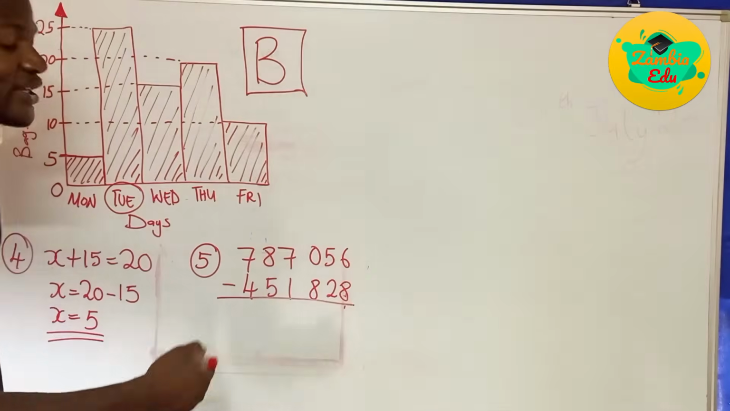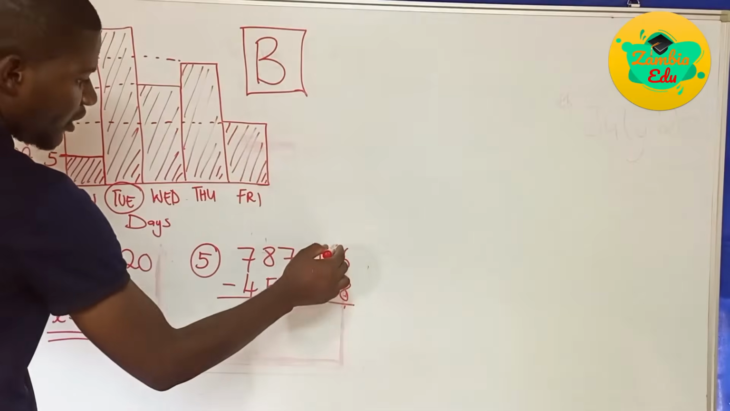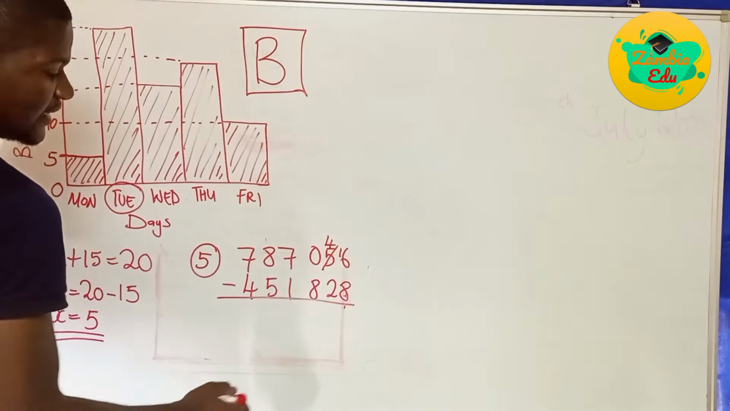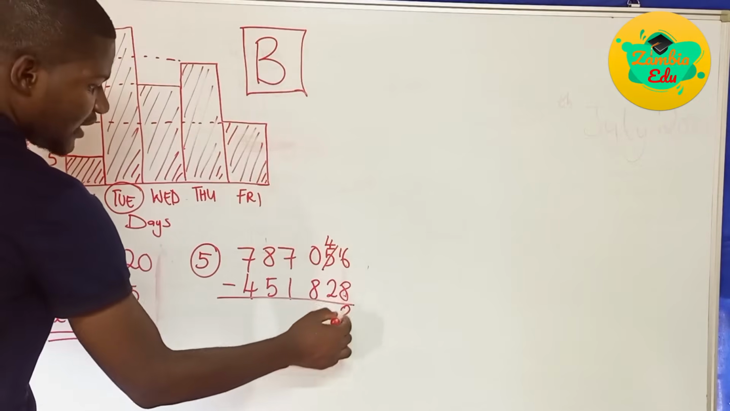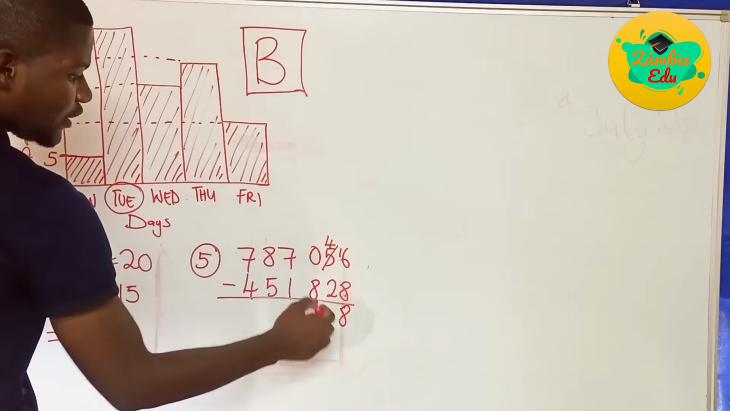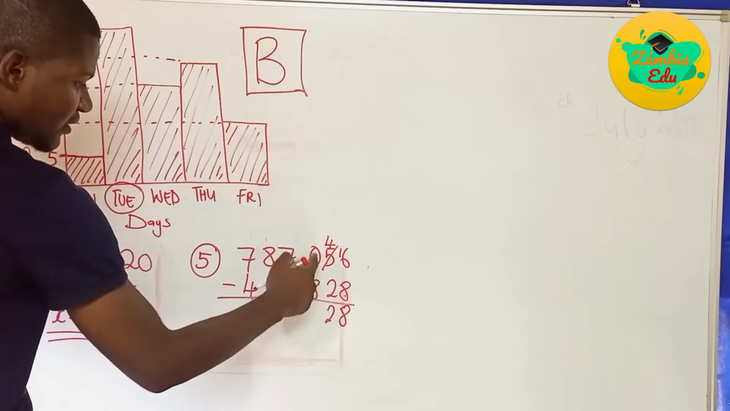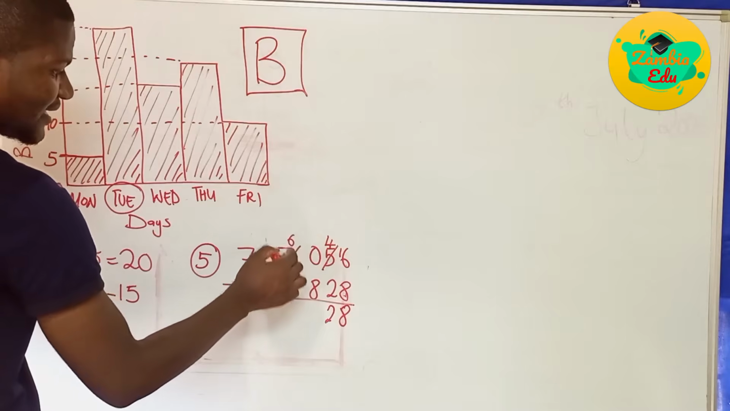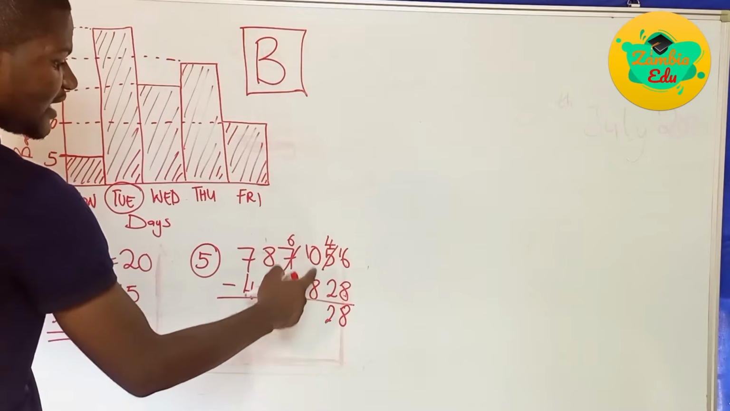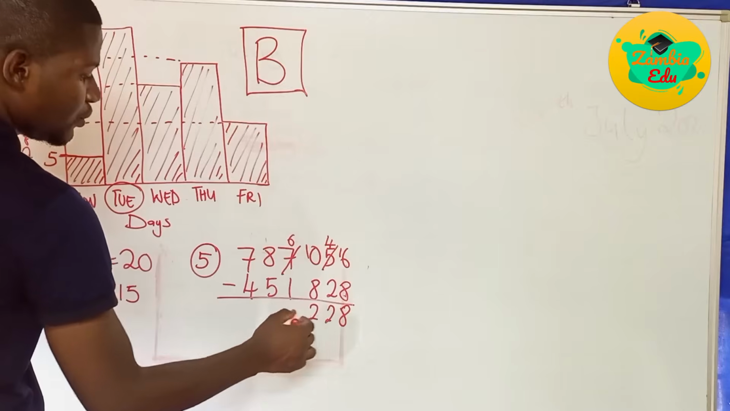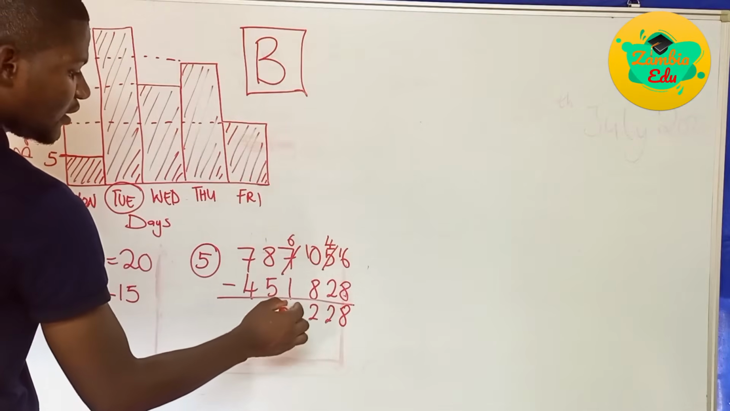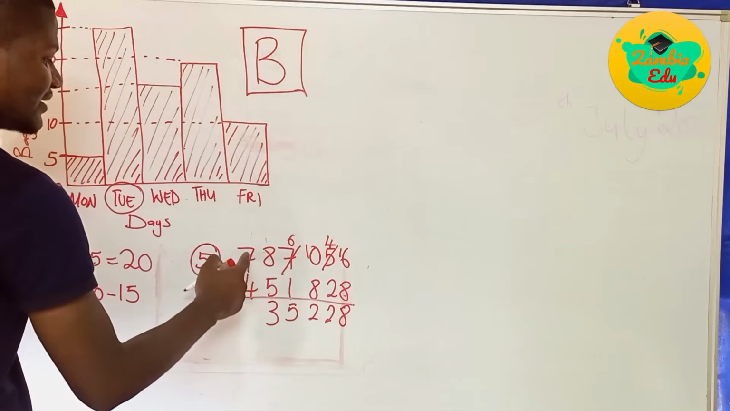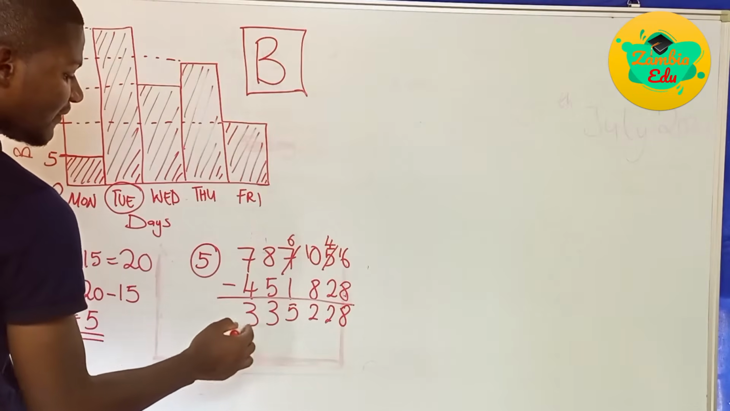6 take away 8, it can't. So we borrow a 1 from 5 and the 5 remains 4. That becomes a 16. 16 take away 8, you get 8. 4 take away 2, you get 2. 0 take away 8, it can't. So you borrow another 1 from 7. 7 remains as 6. That becomes a 10. 10 take away 2, it gives you 8. 6 take away 1, you have 5. 8 take away 5, you have 3. And 7 take away 4, you have 3.